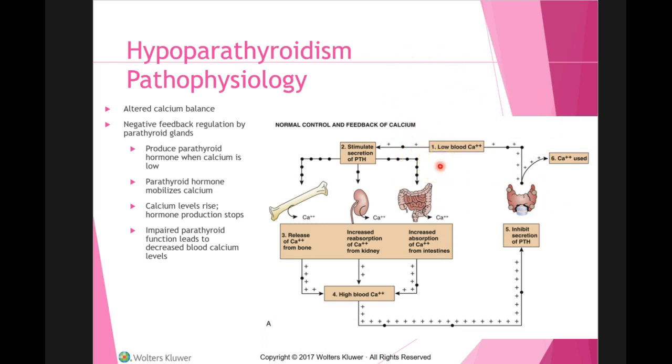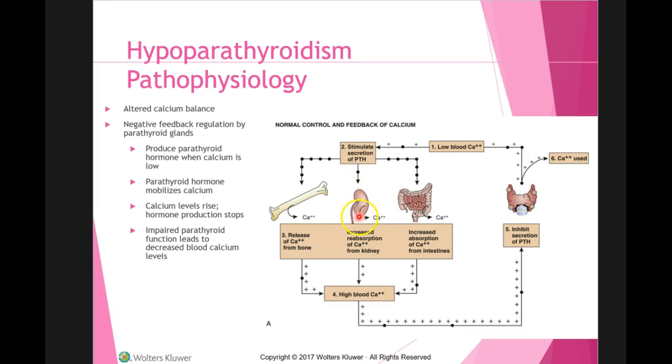It tells the pituitary gland that it needs to secrete parathyroid stimulating hormone. Parathyroid stimulating hormone then acts on the parathyroid. And the parathyroid secretes parathyroid hormone. Parathyroid hormone works on the bone to release calcium into the bloodstream. So basically, it demineralizes the bone to allow for circulation of free calcium.